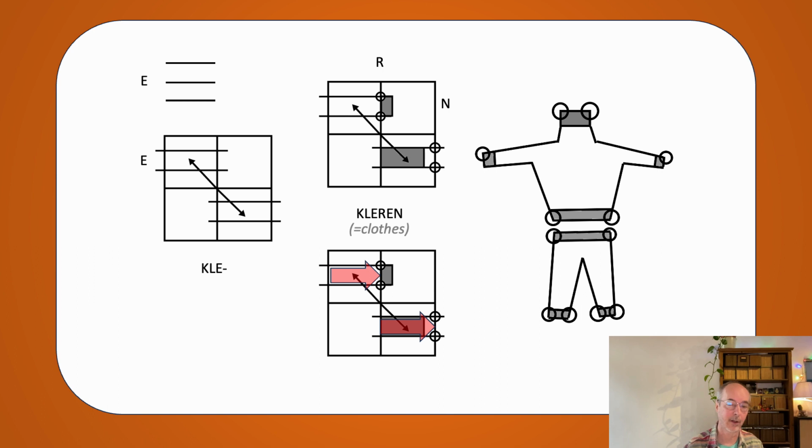As a form, you can see connection points, and all these connection points together are like tools where you can put something in, or where something is already in it. That's the actual description of kleren, or clothes.